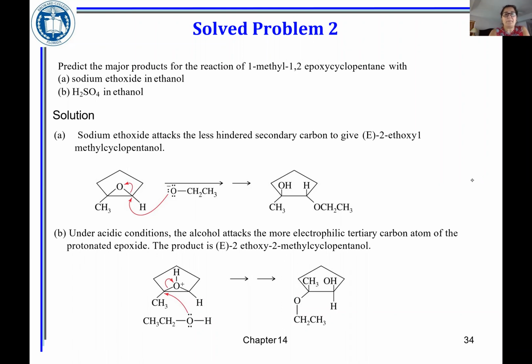So what is going to happen when you bring sodium ethoxide in ethanol to this epoxide molecule? Basically it's a ring opening again. When it's ring opening, you bring a base. This is a base or nucleophile, and it is going to attack the ring. Which side of the ring is going to be the better candidate for this, A or B?